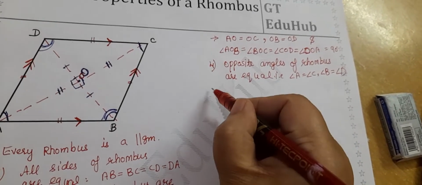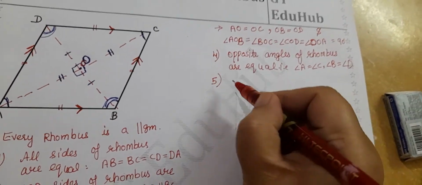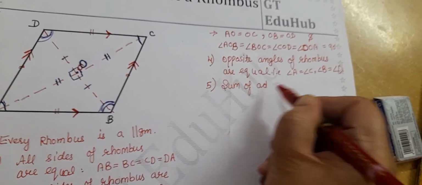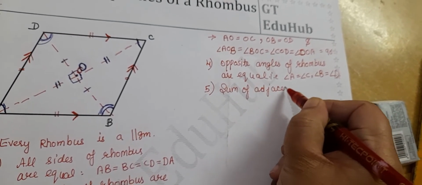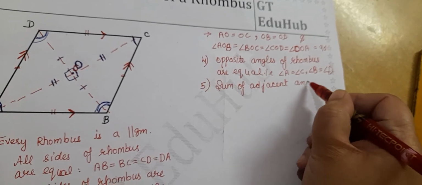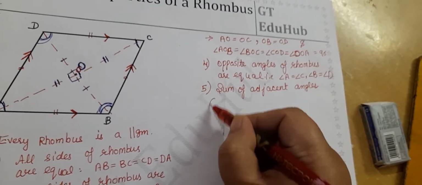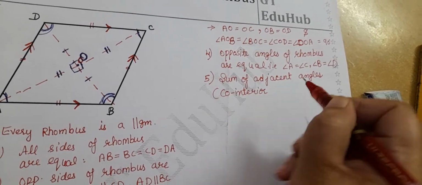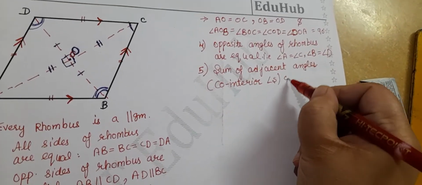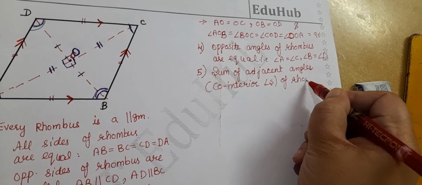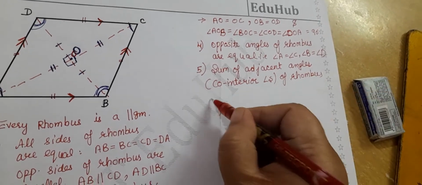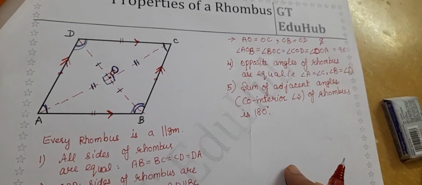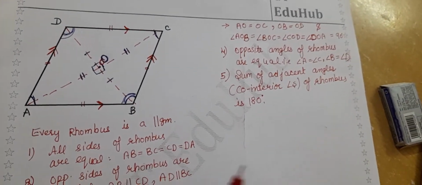Now we will do property number 5. Sum of adjacent angles. Adjacent are also called co-interior angles. So property is sum of adjacent angles of rhombus is 180 degree. This point I have discussed in properties of parallelogram also in my last video.